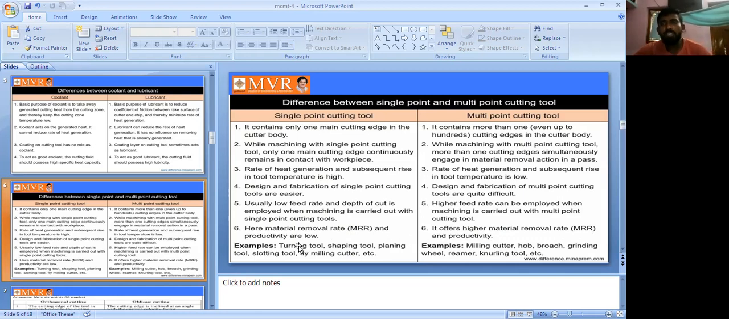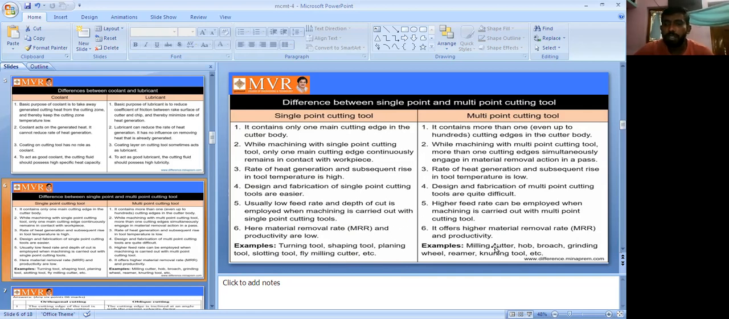Examples of the single point cutting tool are very easy. How can we identify where to use them, what is the application of the single point cutting tool? See here: turning tool, shaping tool, planing tool, slotting tool, fly milling cutters, etcetera. These are the examples of the single point cutting tool.